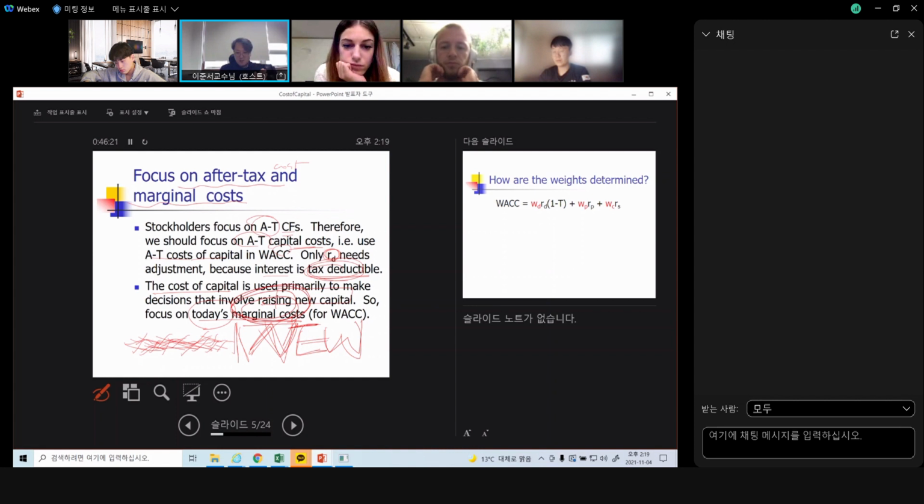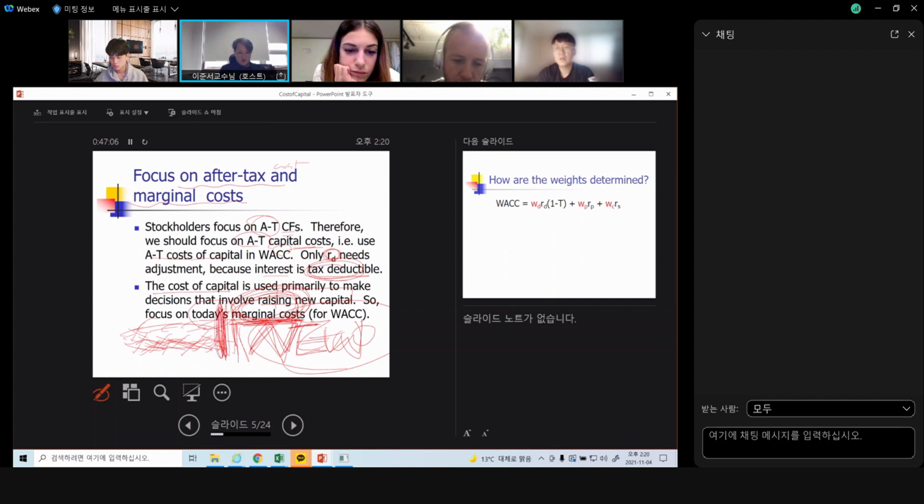So from now on, we don't have to pay if we do not consider a new project, right? The reason we consider raising funds is because we need the money when we start a new project. So marginal cost means, if we plan to raise new capital, how much money do we need to pay? That's the marginal cost. Okay, so we don't have to think about the past cost.